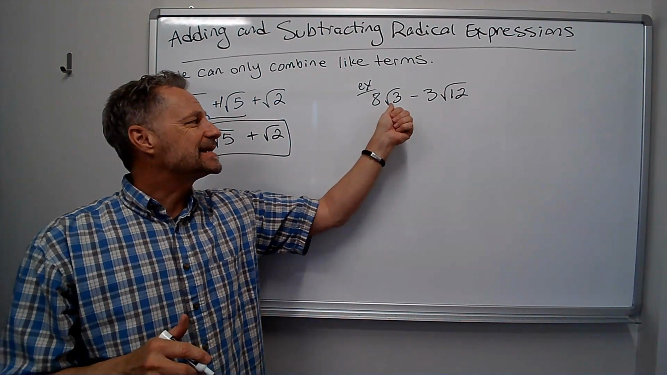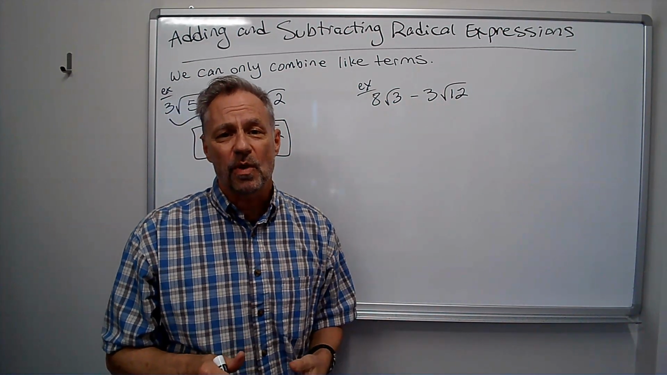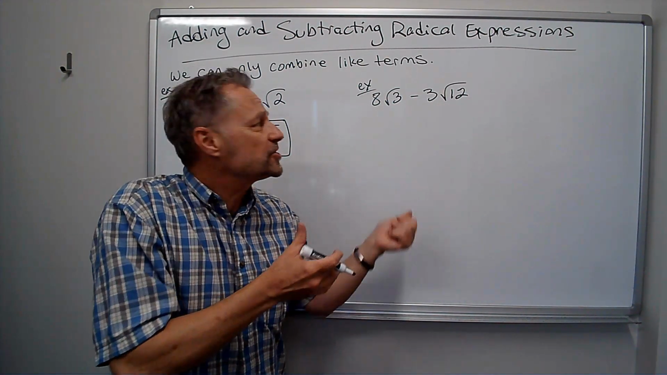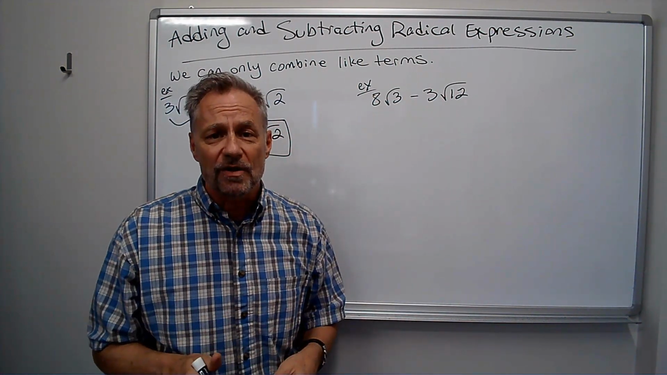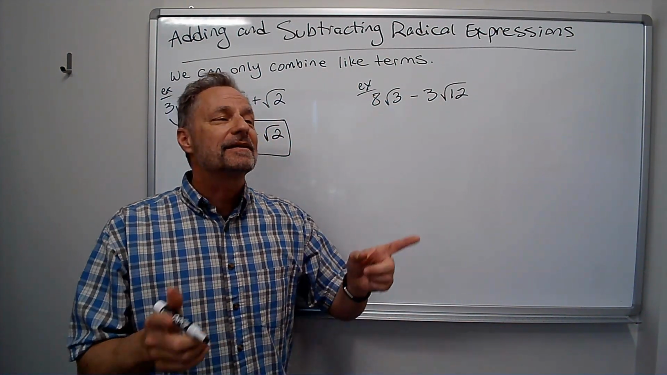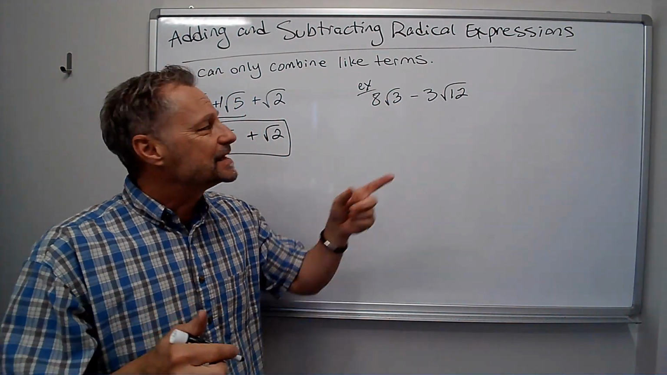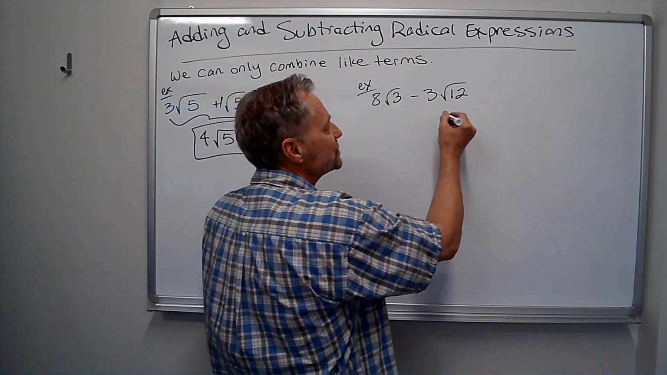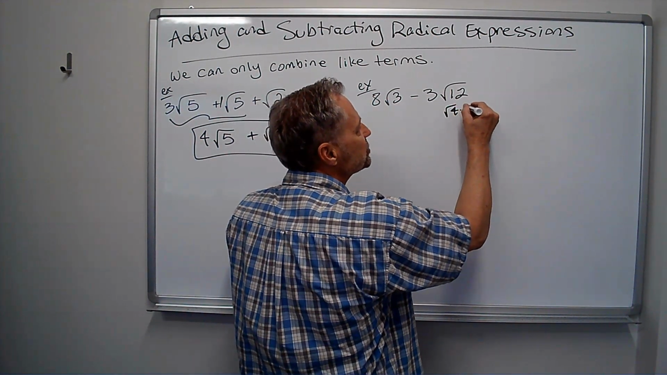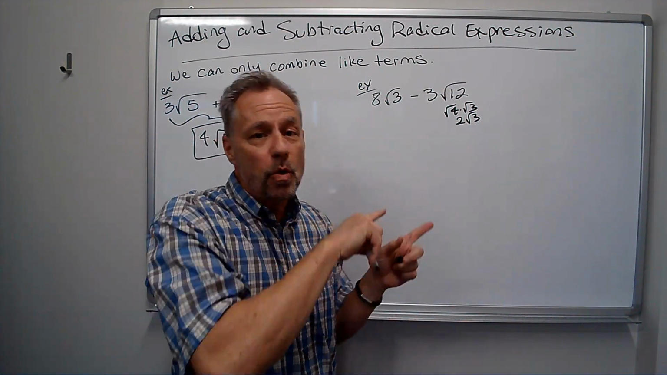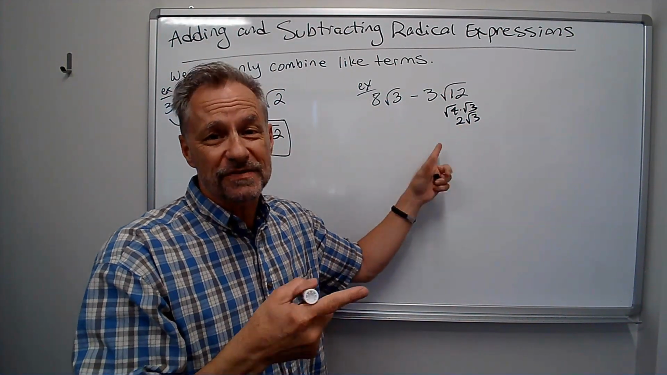All right, let's look at another one. Now I've got 8 times the square root of 3 minus 3 times the square root of 12. And we look at that and immediately say, well, they're not like terms. One's the square root of 3, one's the square root of 12. But the square root of 12 can be simplified. So again, if you remember this as the square root of 4 times the square root of 3, which is just 2 root 3, perfect. That's a quick way to do it. You've got the square root of 12 simplified.